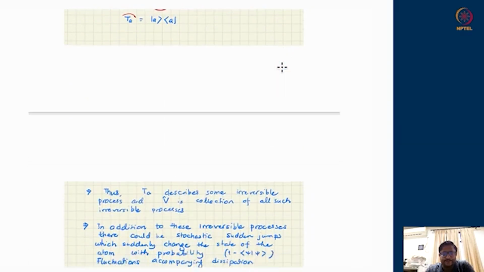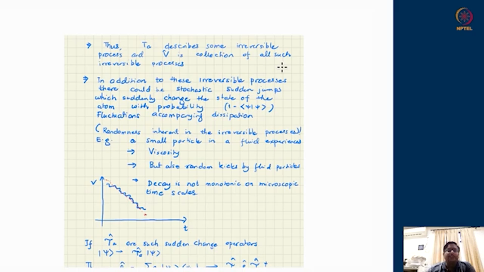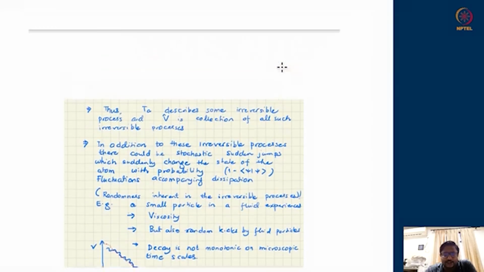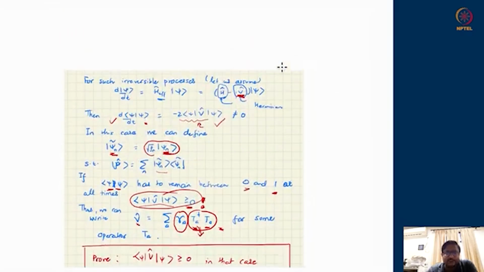Very well. So now T_A describes some irreversible process, and V is a collection of all such irreversible processes the atom is undergoing. So now, in addition to these irreversible processes, the atom also suffers some sudden stochastic jumps from its state. It is not that these irreversible processes are guiding its evolution through this kind of simple differential equation. This is one case, but most of the time the dissipative processes are also accompanied by sudden or stochastic fluctuations in the wave function.